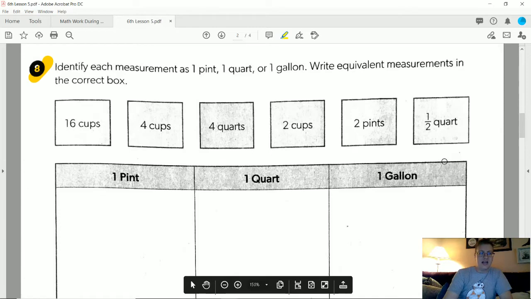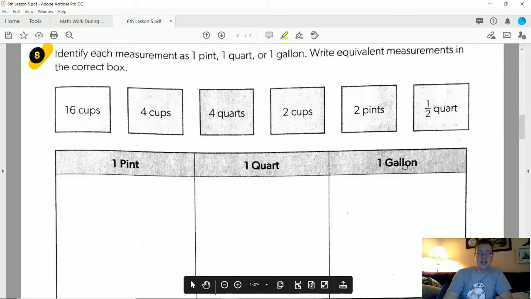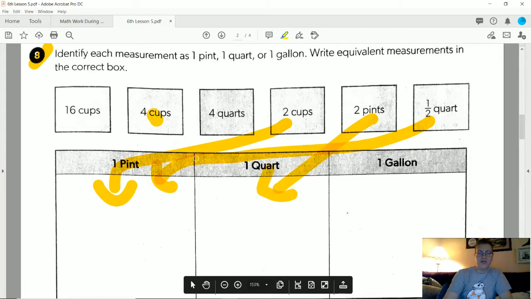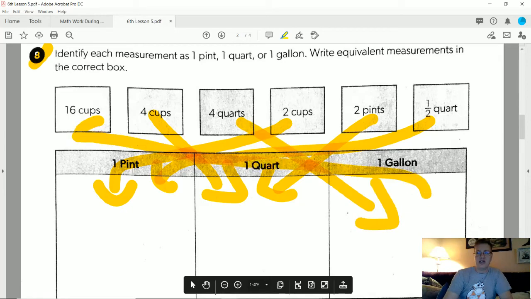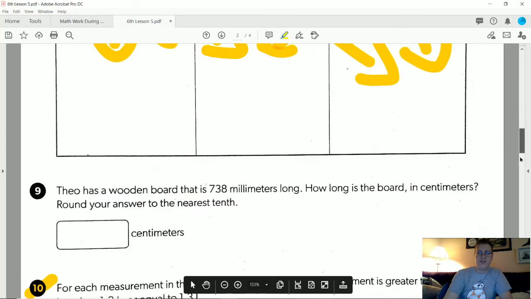Number 8, so let's go from smallest to largest. So 1 pint is going to be a half a quart. It is also going to be 2 cups. And then 2 pints is equal to 1 quart, 4 cups is equal to 1 quart, and then 4 quarts and 16 cups are equal to a gallon.